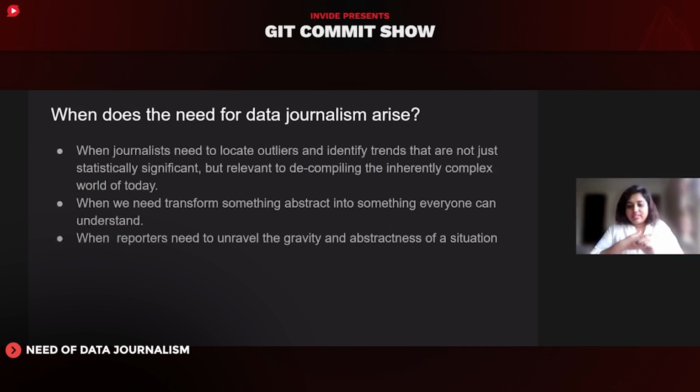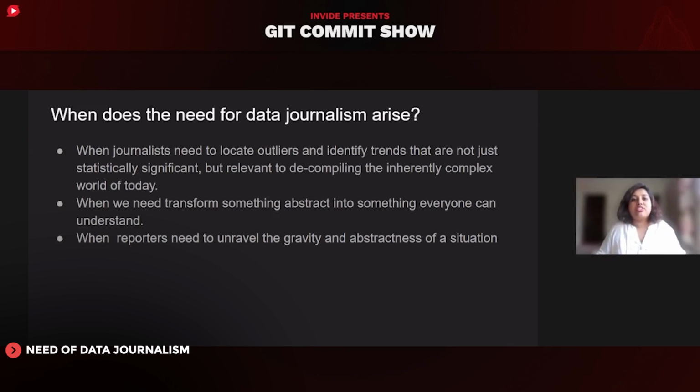The other W is, when do we need data journalism? I think the most important reason we need data journalism is to find an outlier. So what does an outlier mean? For example, let's take the COVID data. In the COVID data set, if you want to understand which part of Rajasthan or which part of Delhi has the highest number of cases that are rising, a medical expert would tell you that in Jaipur the most cases are rising, or in South Delhi the most cases are rising.